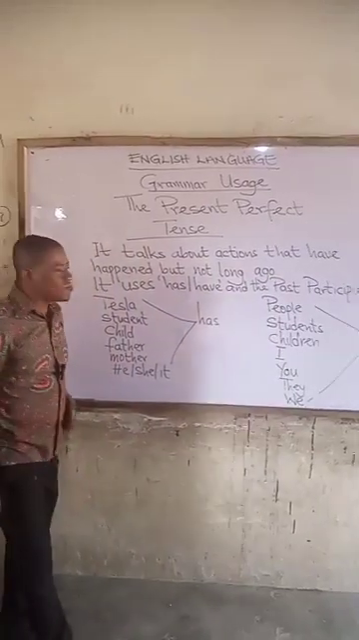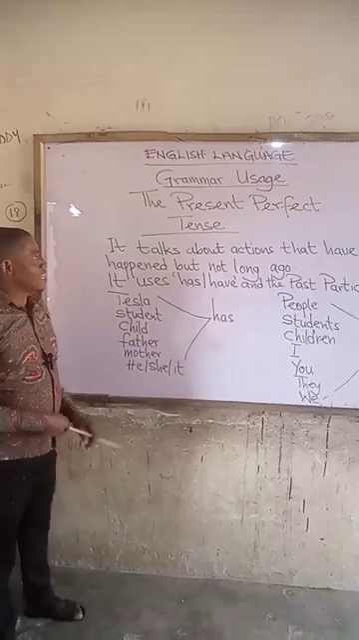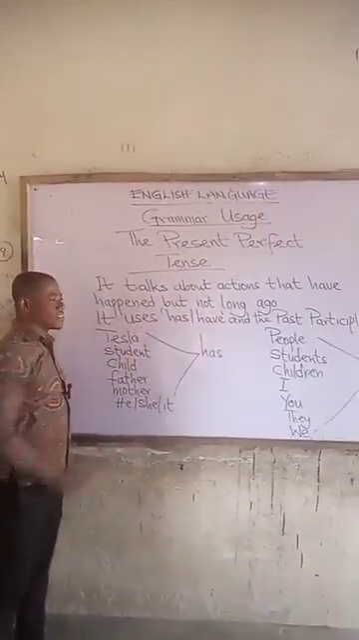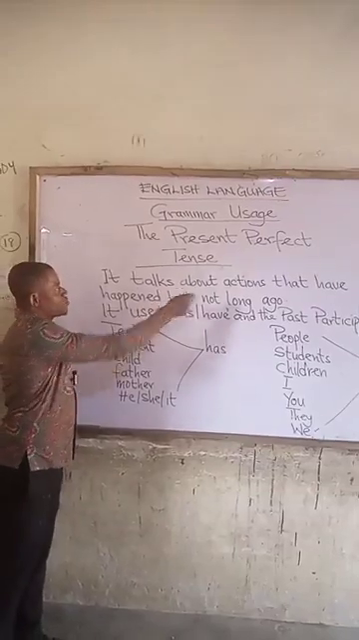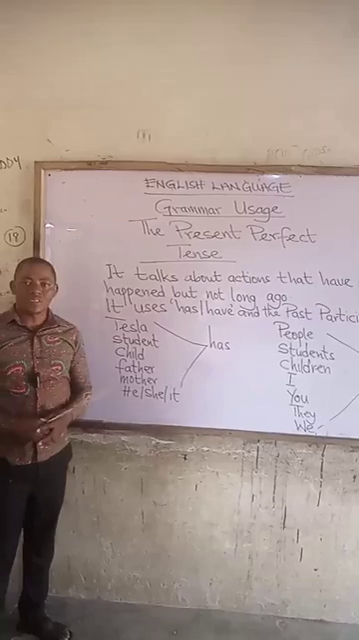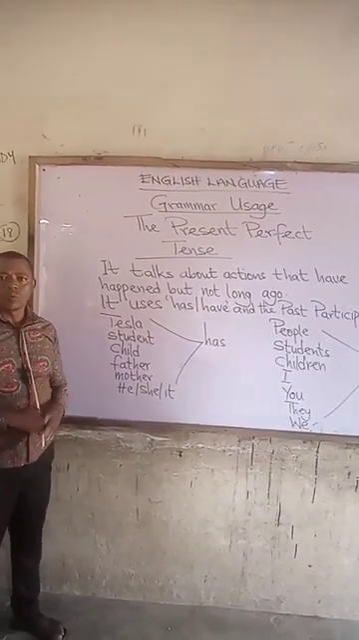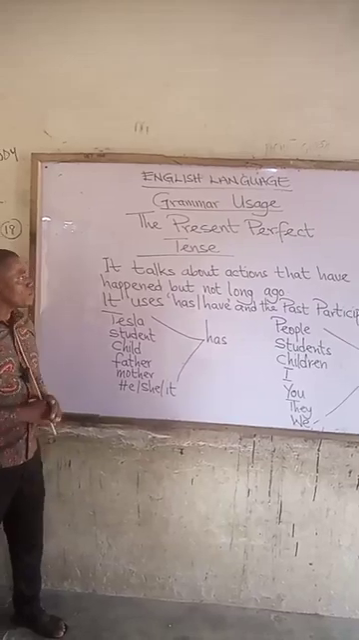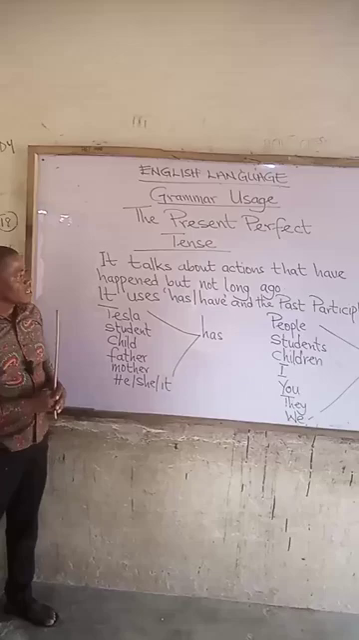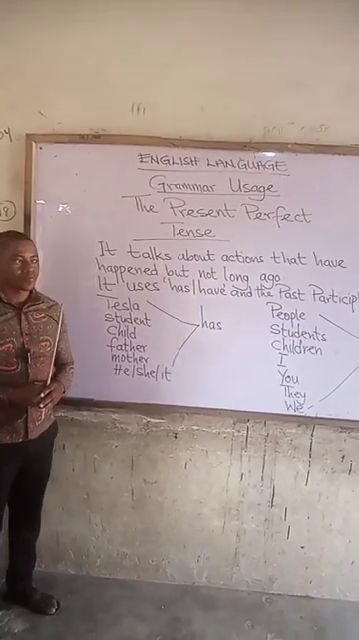Today we are going to look at a very important lesson, and the lesson is the present perfect tense. The present perfect tense. Now, when we talk about the present perfect tense, what is the meaning? The present perfect tense talks about actions that have happened but not long ago.